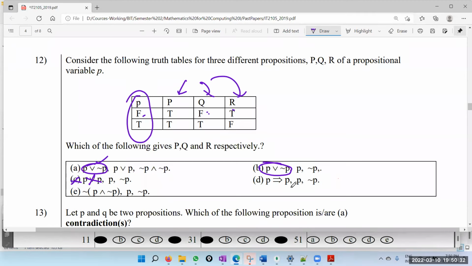So now definitely C is not the answer. p implies q. Can we say that p implies q here?